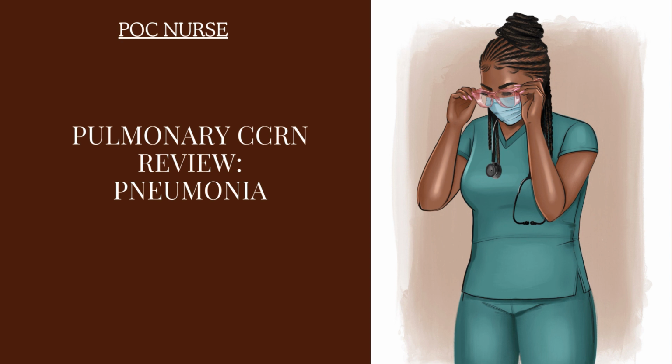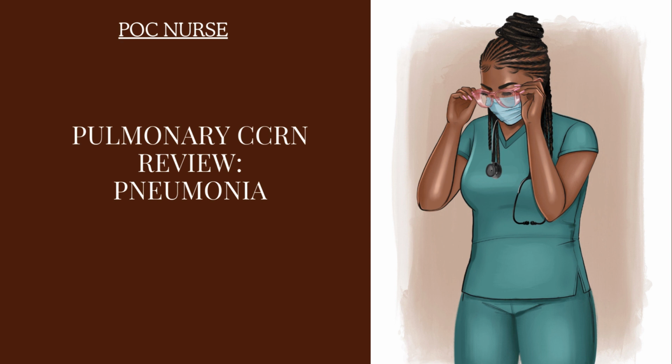There are two types of pneumonia, and there are different organisms that can cause pneumonia. So pneumonia can be caused by bacteria, viruses, fungi, or parasites. The two types of pneumonia are community-acquired pneumonia, which happens outside of the hospital, and some common pathogens that cause this are Streptococcus pneumoniae, Klebsiella pneumoniae, Haemophilus influenzae, to name a few.